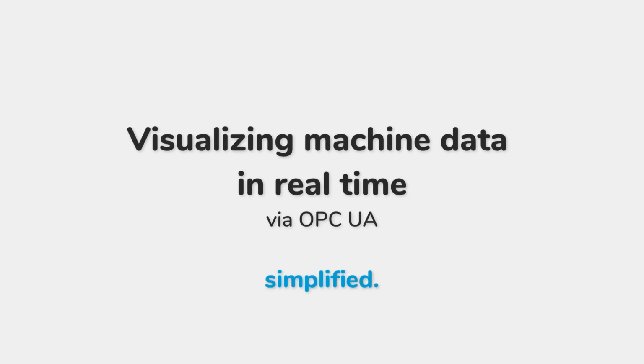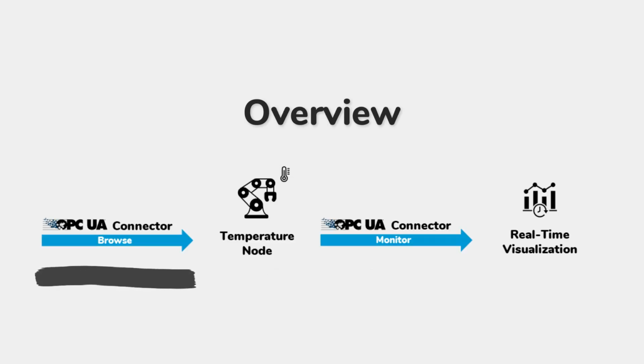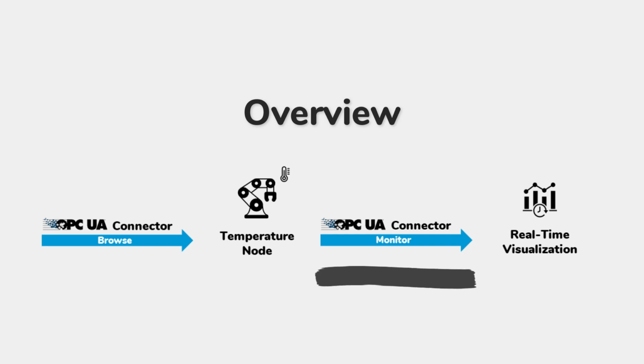Hi and welcome. In this Simplifier tutorial we will monitor a device via our updated OPC UA connector. To begin, we'll use the Browse OPC UA service to find the correct node ID of our temperature variable, initiate a subscription to a variable of the node, and then display the incoming data in the UI.